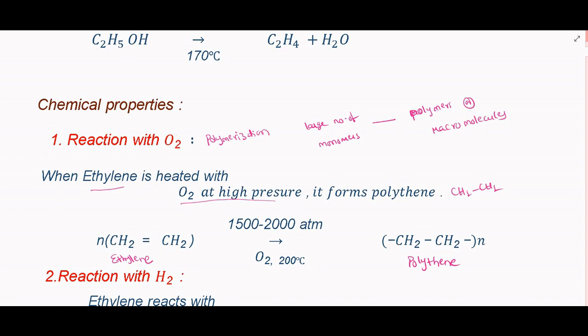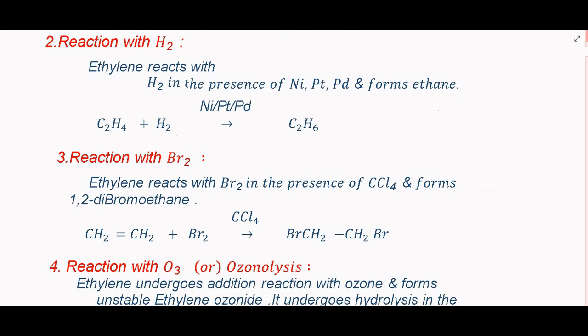The second reaction is reaction with hydrogen. This is an addition reaction. When ethylene reacts with hydrogen in the presence of nickel or platinum or palladium, it forms ethane. So we are reacting ethylene with hydrogen in the presence of nickel or platinum or palladium. It gives us ethane.